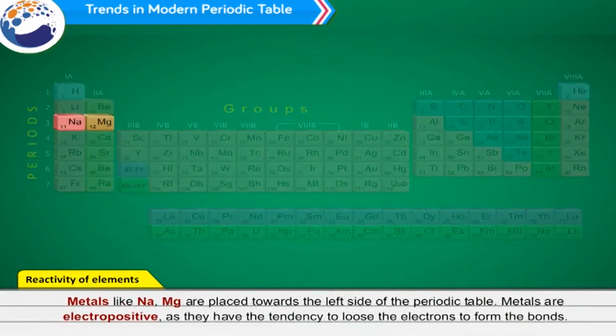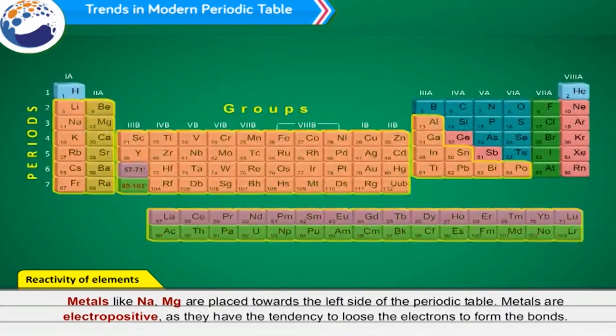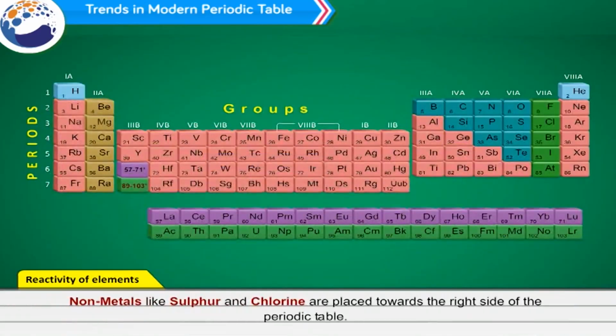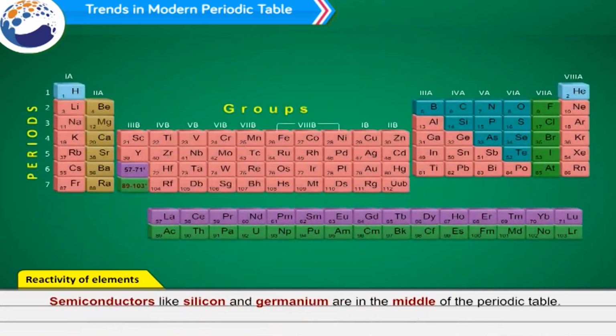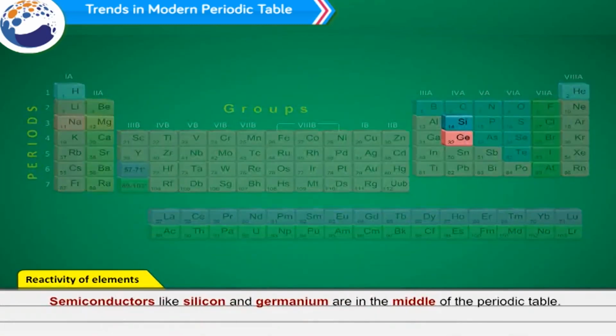Metals like sodium and magnesium are placed towards the left side of the periodic table. Metals are electropositive as they have the tendency to lose electrons to form bonds. Non-metals like sulfur and chlorine are placed towards the right side of the periodic table. Semiconductors like silicon and germanium are in the middle of the periodic table.